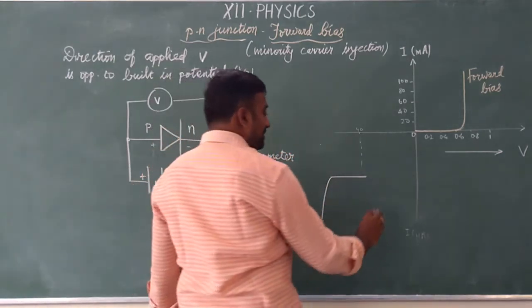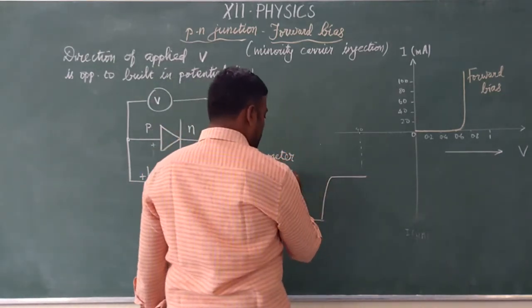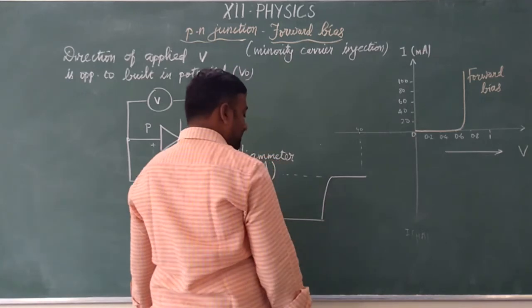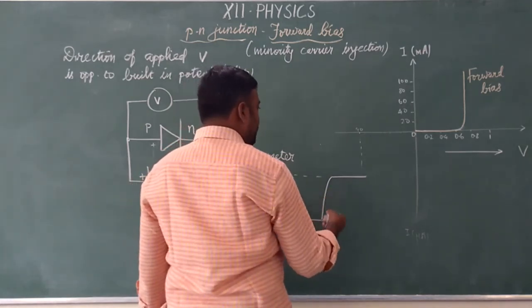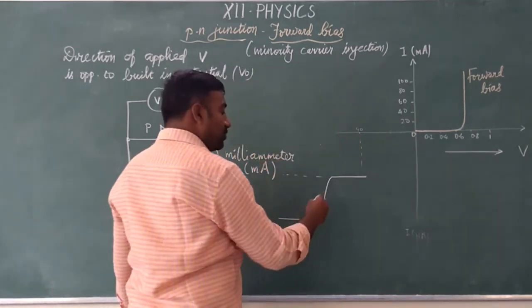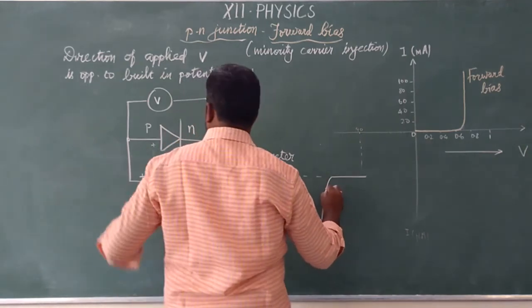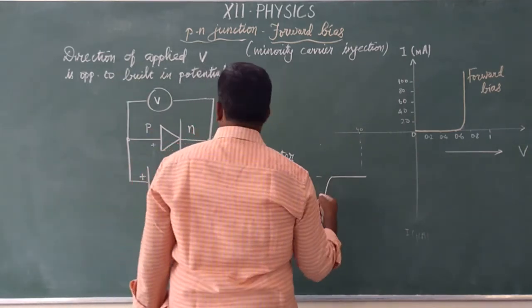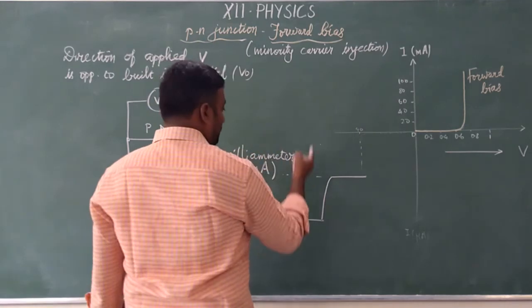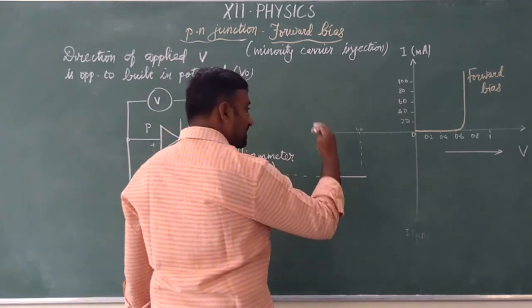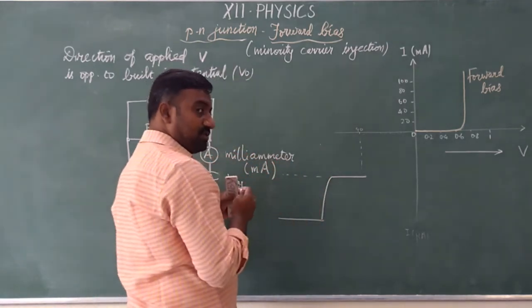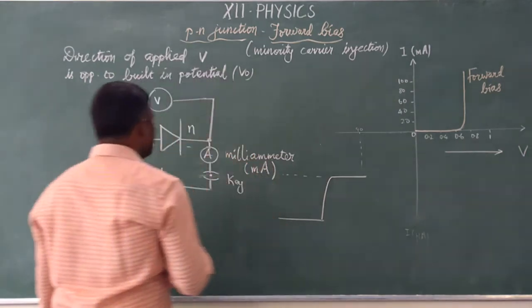So just the battery is connected. If you increase the applied voltage, the width is reduced. That is the meaning of it. The inbuilt potential is opposite to the applied voltage. If the applied voltage is increased, the inbuilt potential is reduced, which means the width of the depletion layer is reduced.